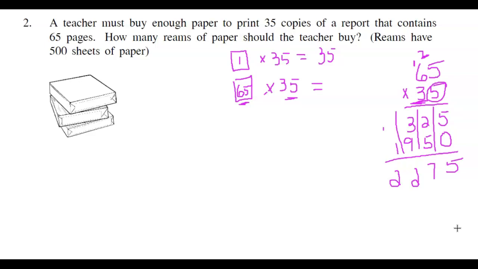Well, a ream, and when we talk about a ream, if you notice, it kind of looks like a package of paper that you might get at Office Max or that you see teachers using in school. So a ream has 500 sheets of paper. Well, how many 500 sheets of paper would I need for 2,275? Whew, okay, so I'm going to take 2,275. I'm going to divide it by 500.